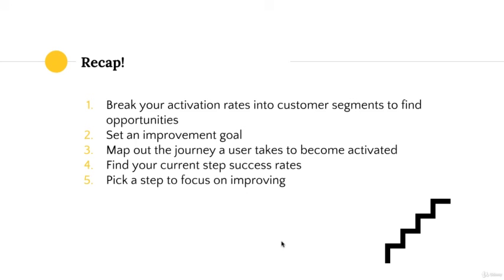Okay, so to recap, break your activation rates into customer segments to find opportunities, set an improvement goal to hold yourself accountable, map out the journey a user takes to become activated, look at your current step success rates to find a weak point, and then pick a step to focus on improving.